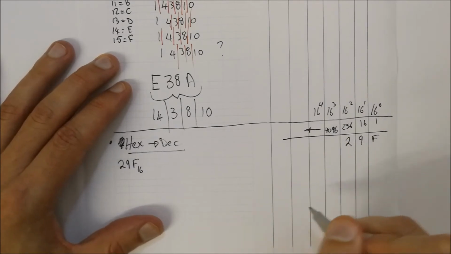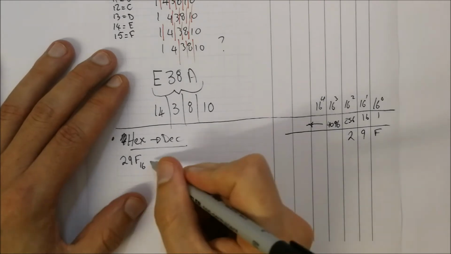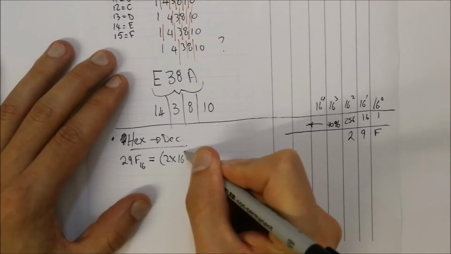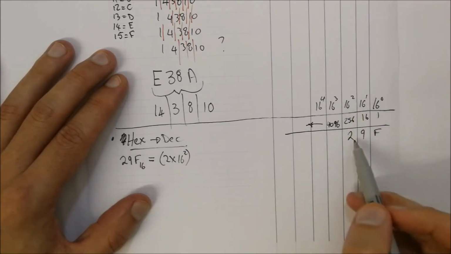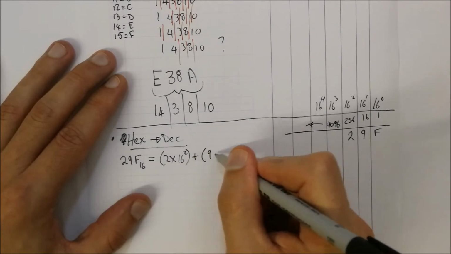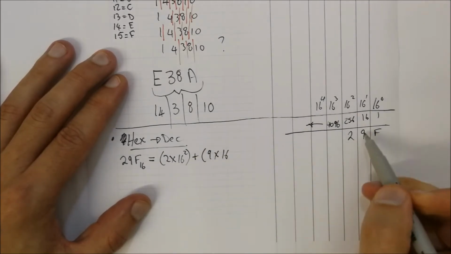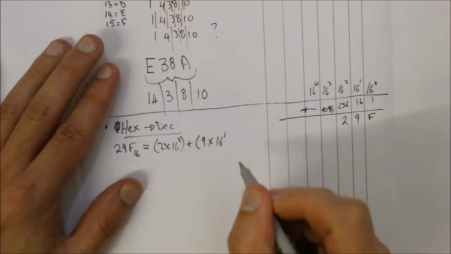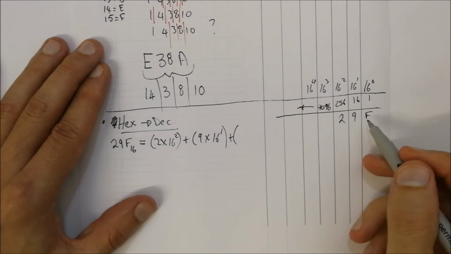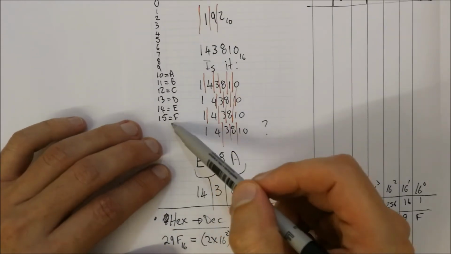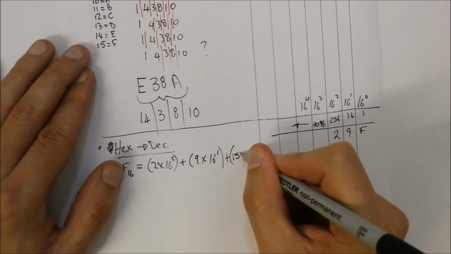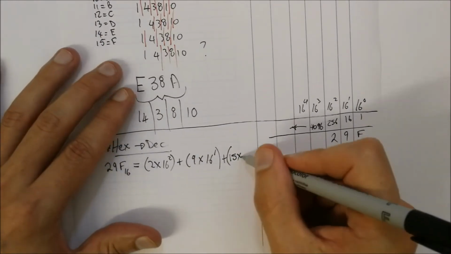So it becomes 29F, and we can say that is equal to 2 times 16 to the power of 2, because it's the 2 in the 16 to the power of 2 column, plus 9 times 16 to the power of 1, plus F. Now what's F? If you look at the list over here, F is equal to 15. So plus 15 times 16 to the power of 0.